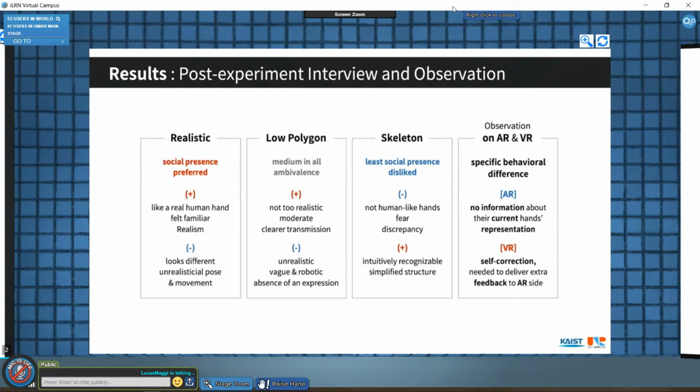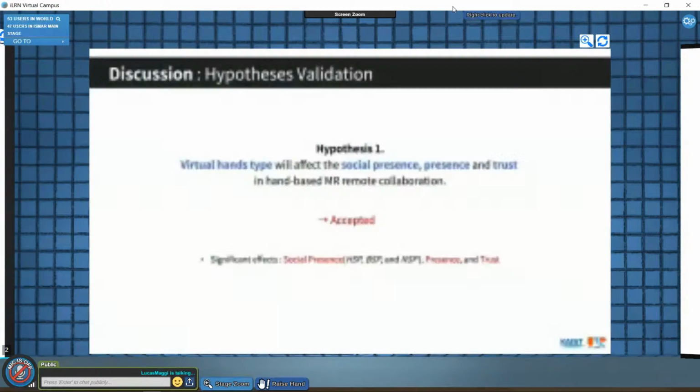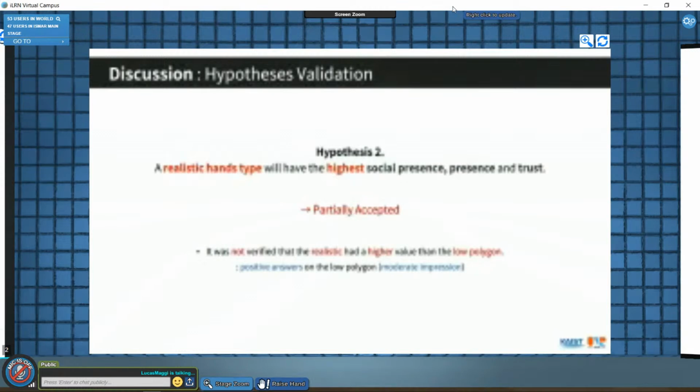The first hypothesis was verified because significant effects of the virtual hand type were found on social presence and trust. We partially accepted the second hypothesis. Even though the realistic showed higher values on several dependent factors than skeleton style, it was not supported that the realistic had a higher value than the low polygon. One of the possible reasons is that some participants perceived the low polygon positively because of its moderate impression.